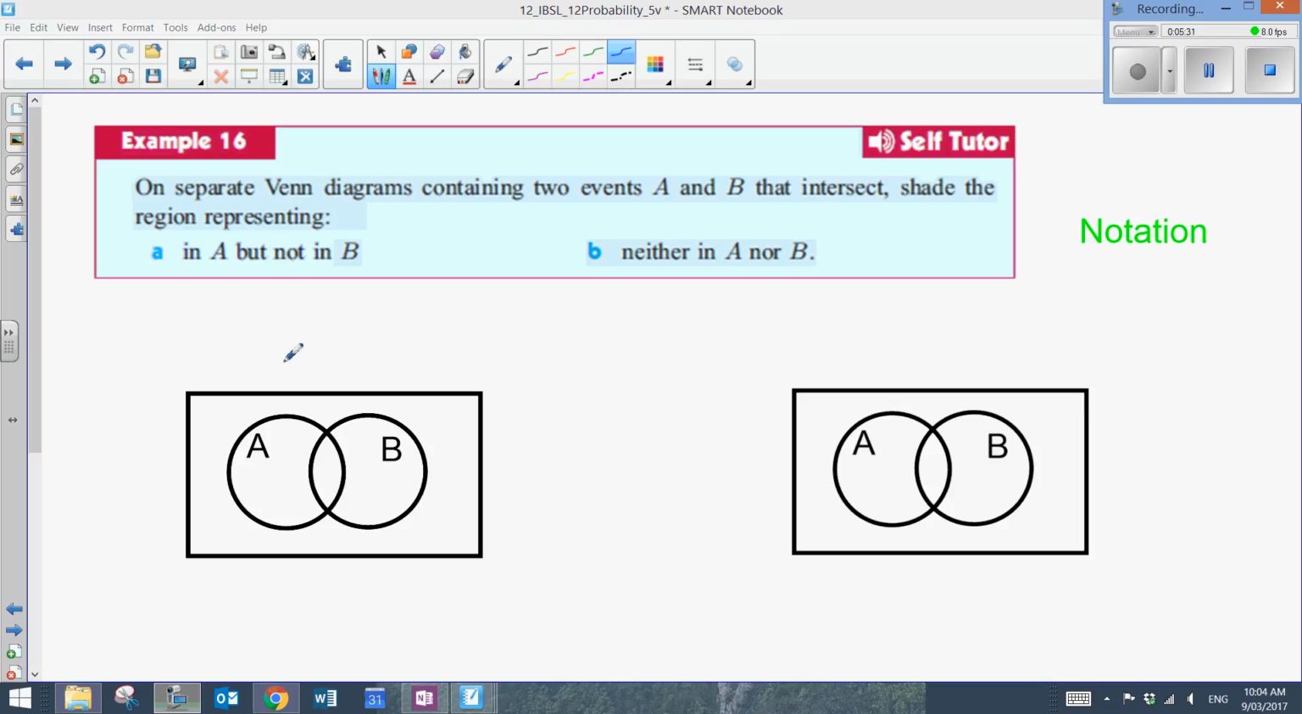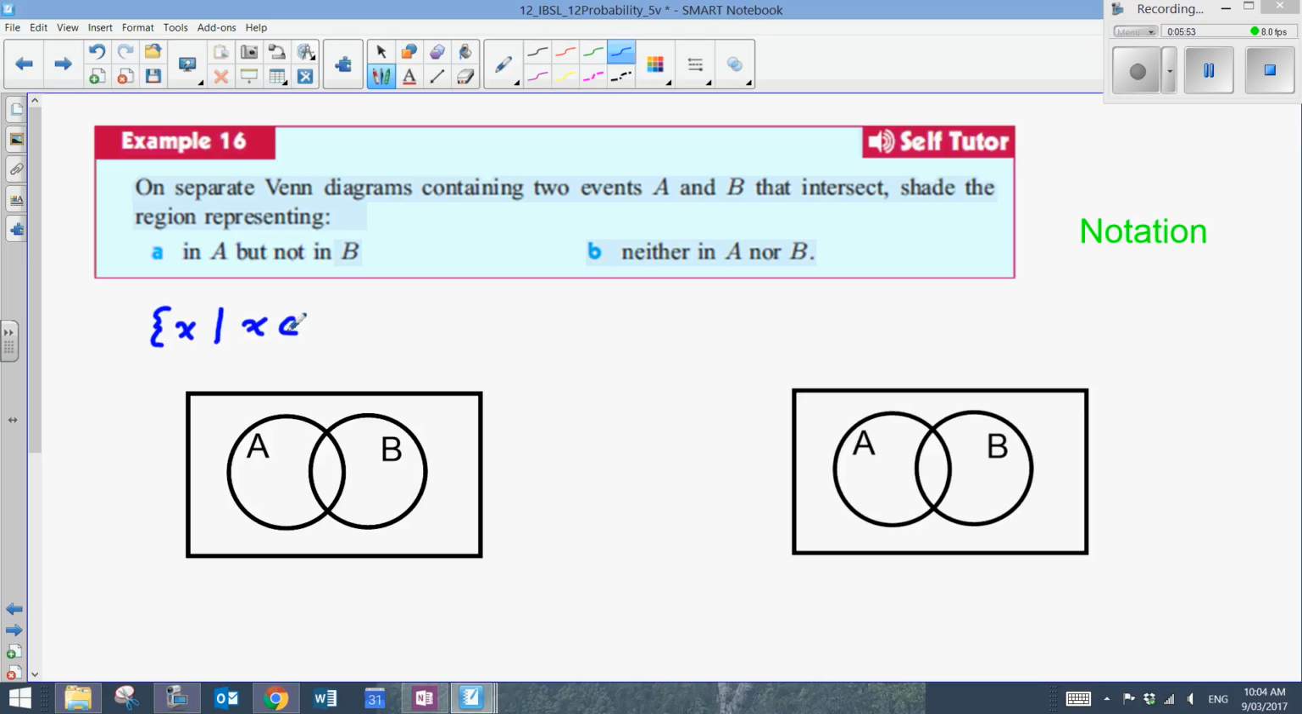All right, so another important feature is not just applying it to a situation, but also knowing what you're actually looking for in the Venn diagram so you can apply it to various situations. So for this question, it says on separate Venn diagrams, which we have here, you have two events, A and B, that intersect, shade the region that represents A, but not in B. So here we're talking about our element X, such that X is an element of A, but not in B. So we can say A intersect with the complement of B.